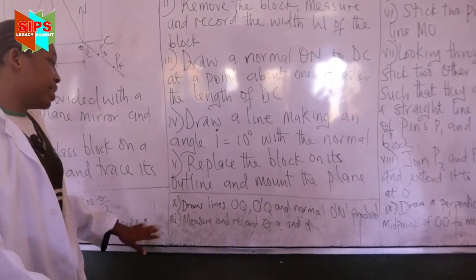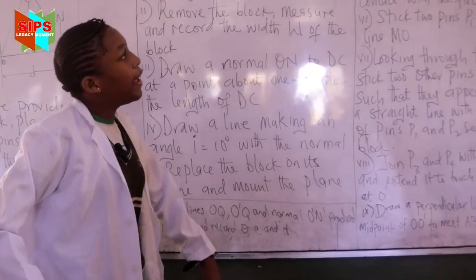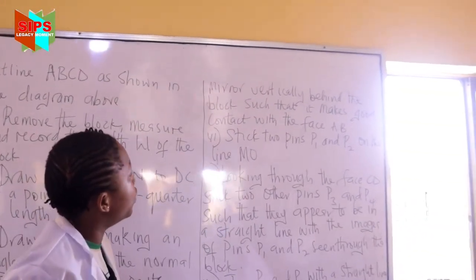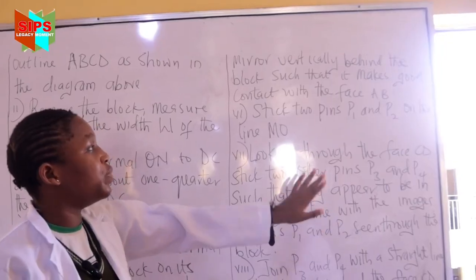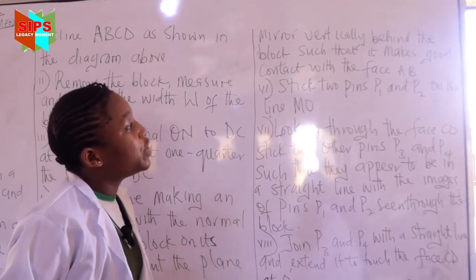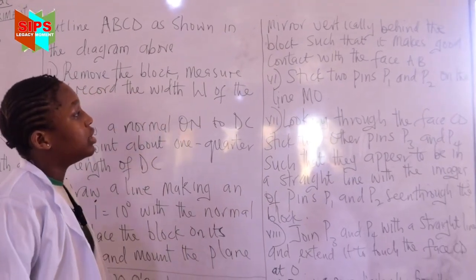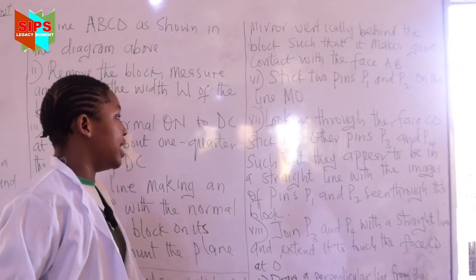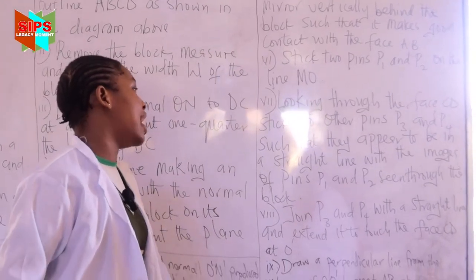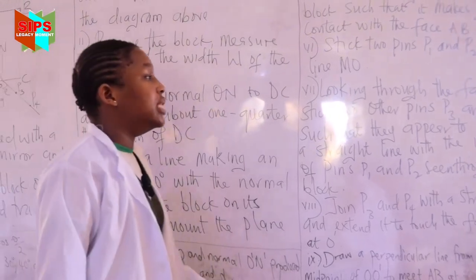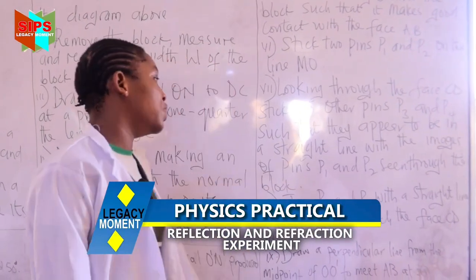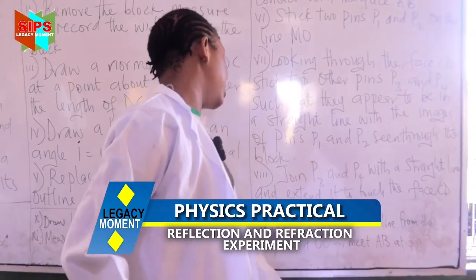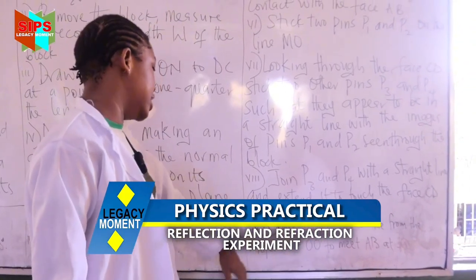Replace the block on its outline and mount the plane mirror vertically behind the block such that it makes good contact with face AB. Stick two pins P1 and P2 on the line MO. Looking through the face CD, stick two other pins, P3 and P4, such that they appear to be in straight line with the images of P1 and P2 seen through the block. Join P3 and P4 with a straight line and extend it to touch face CD at O.